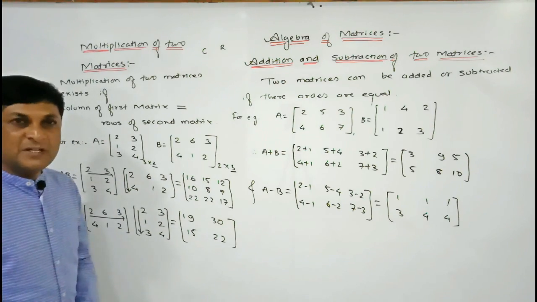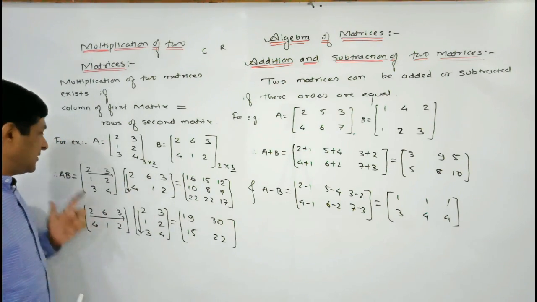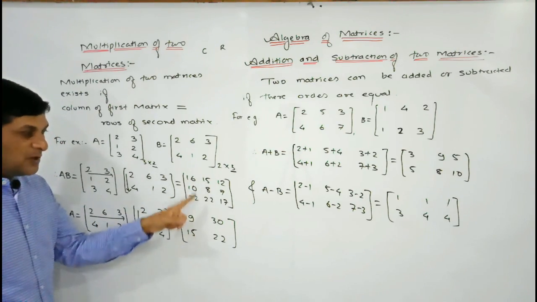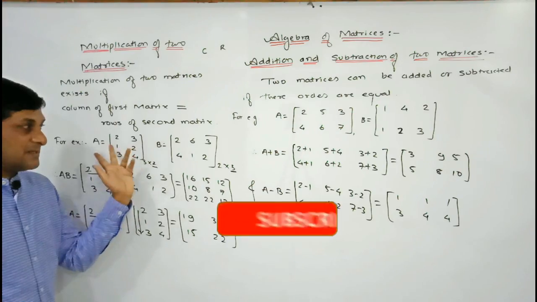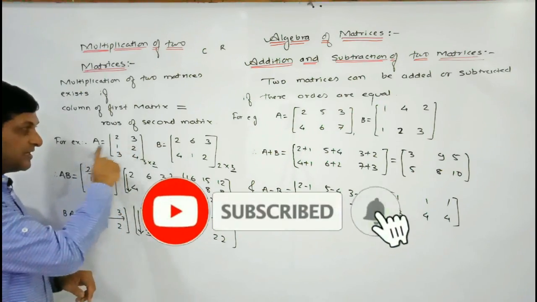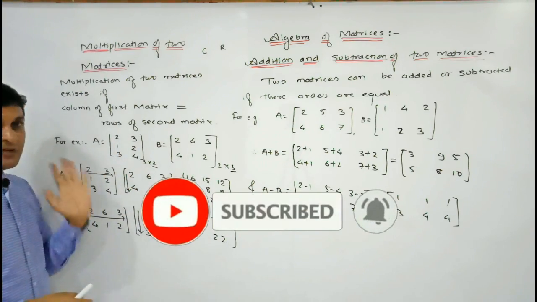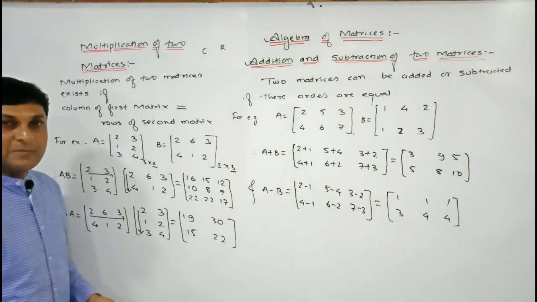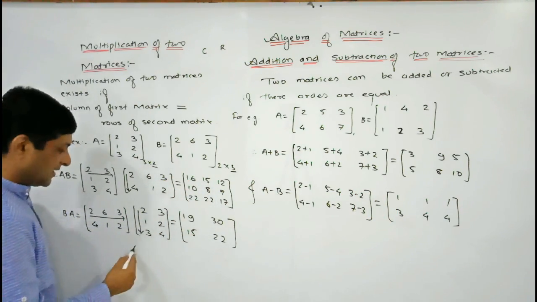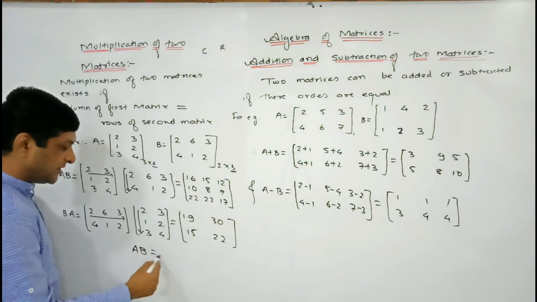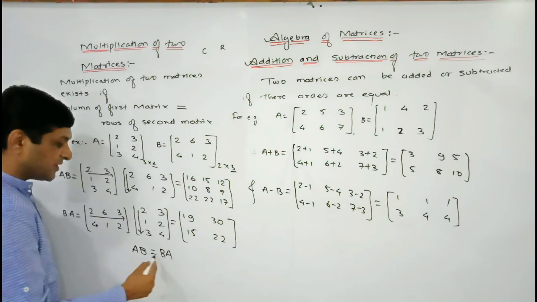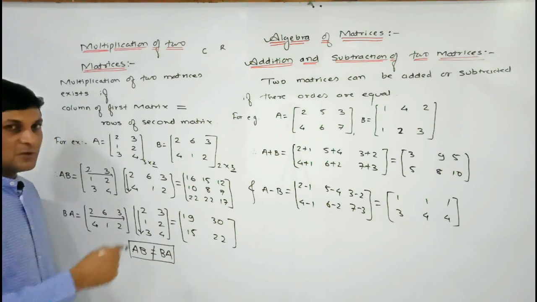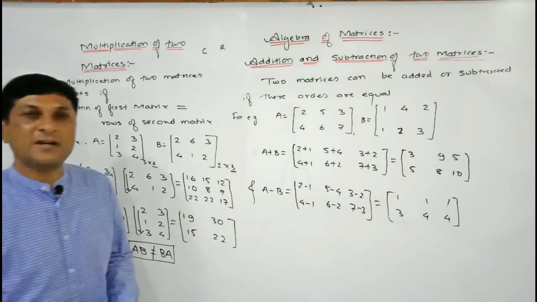In the case of multiplication of two matrices, we can observe whether the value of AB and the value of BA are equal or not equal. The same matrices are there. We first took the multiplication AB, then we took the multiplication BA, and we can observe that the results are different, which means AB is not equal to BA. AB is not equal to BA means the commutative property does not hold. So here we can say that in multiplication of two matrices, the commutative property does not hold.